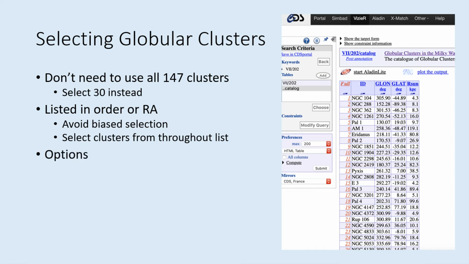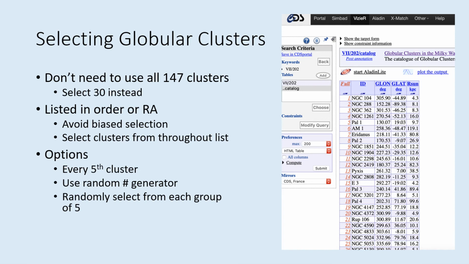Since 30 clusters is roughly 1/5 of the total list, you could just pick every 5th cluster on the list. This could start with any one of the first 5 objects and then add 5 to that till you get to a total of 30 clusters. Another option is to use a random number generator, such as the ones in many spreadsheet programs, to pick clusters from the list. A third possibility that combines the other two is to break the list up into groups of 5 clusters and then use a random number generator to select a cluster from each group. Whichever method you choose, make sure you describe how you made your choice in the lab write-up.